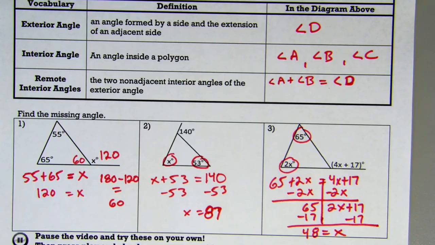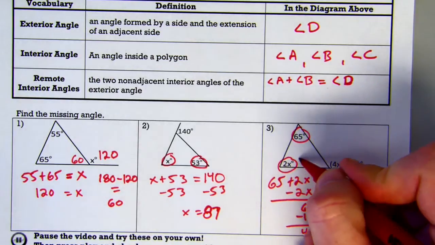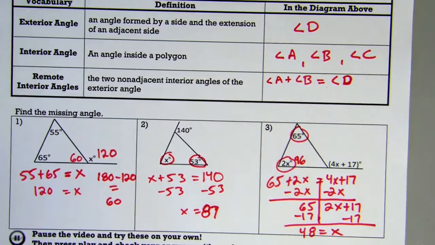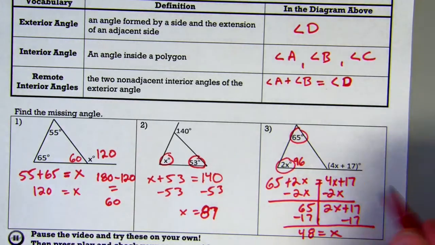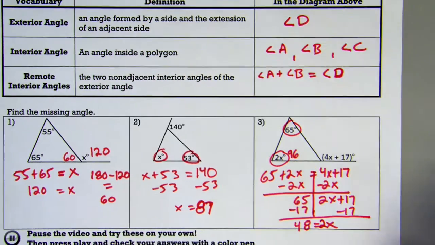I'm going to go ahead and make sure I plug in my 48 to both of these. So if I plug in 48 to 2x, I get an answer of 96. Okay. And then for, oops, I'm sorry, I didn't actually finish my problem.